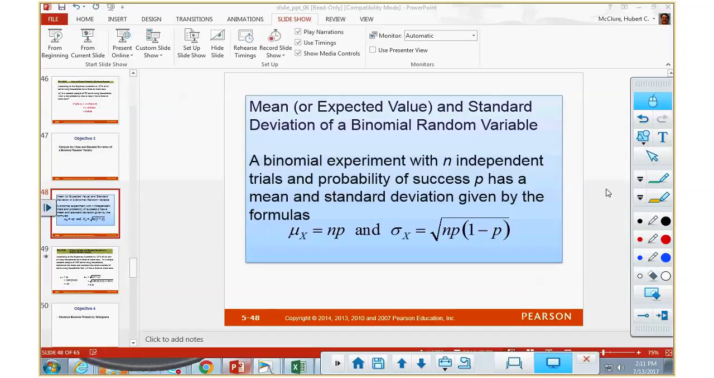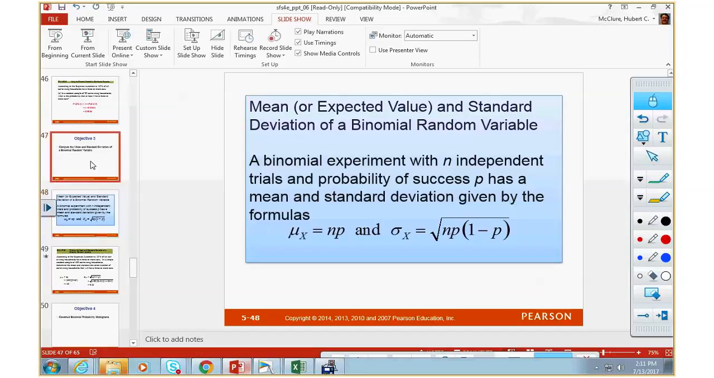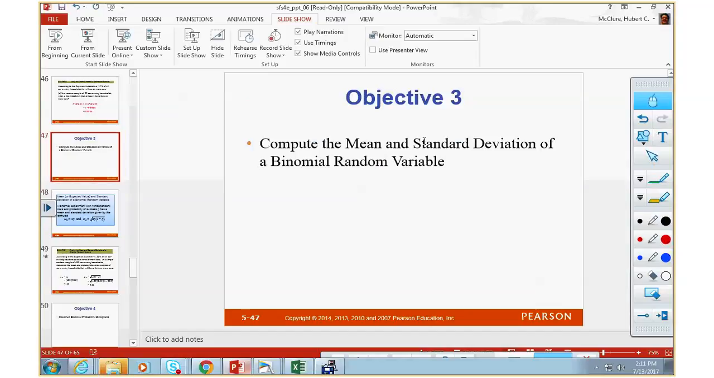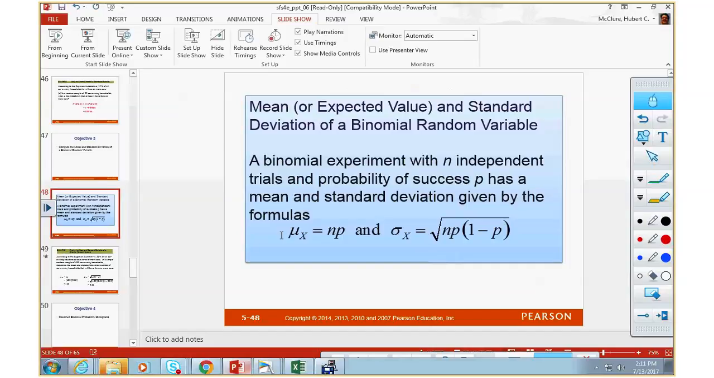Binomial, this is, well, right here. Compute the mean and standard deviation of a binomial random variable. You'll see in just a second when we do an example. The mean is equal to np, and the standard deviation is equal to the square root of npq. Now, how do you know this from NPX? Well, they're not going to give you an X. Simple as that.